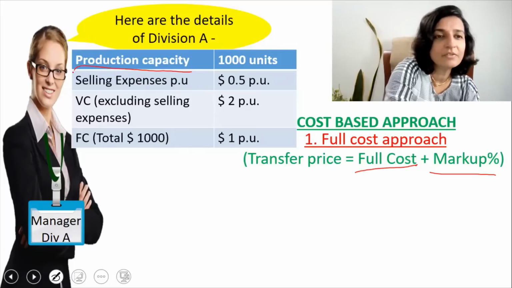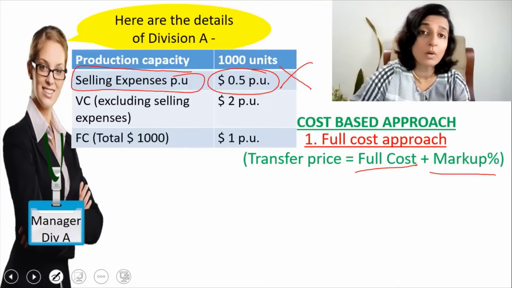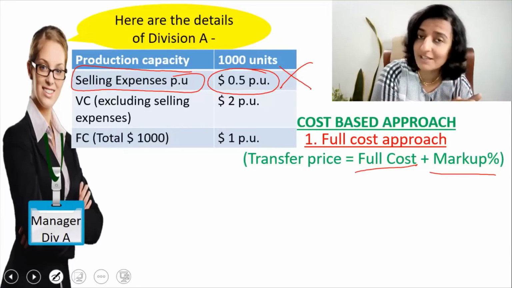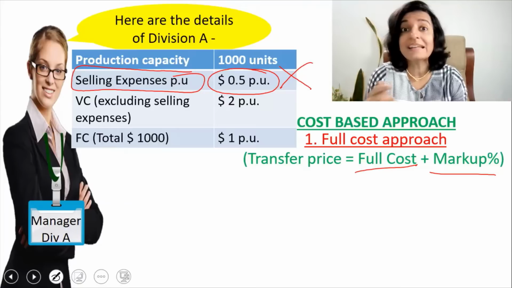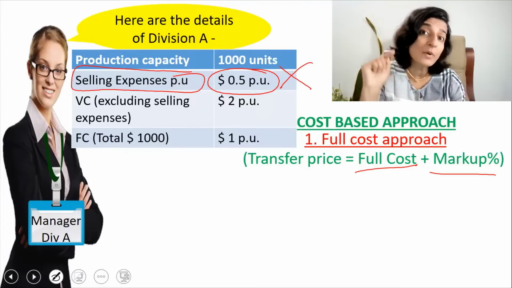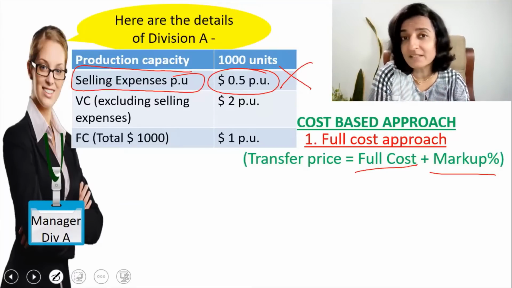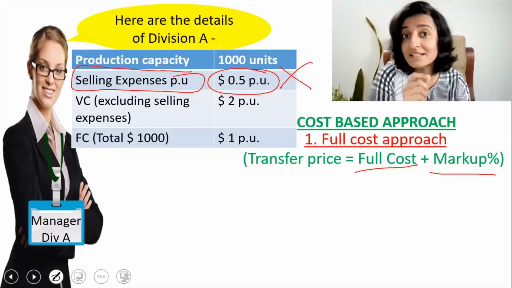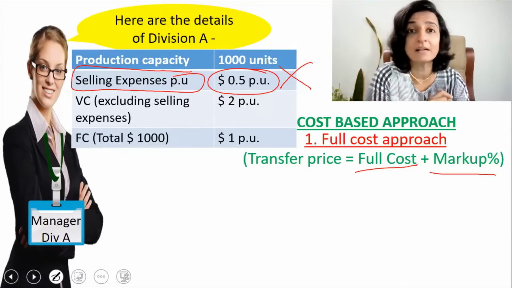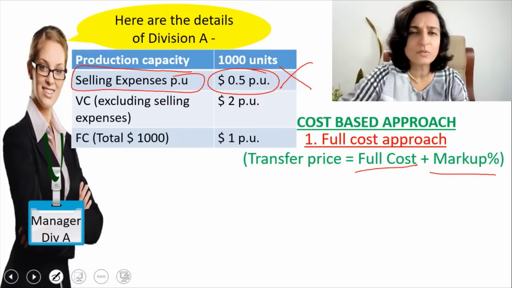So here we have the selling expenses per unit. This is to be completely ignored. Why? Because when we are making an internal transfer from division A to division B, we do not incur any selling expenses. Selling expenses are incurred only when we sell the product to the outside market. Basically, for any kind of transfer pricing decisions, we do not need to consider the selling expenses simply because selling expenses are not incurred while transferring the product from one division to another. So selling expenses we are ignoring.